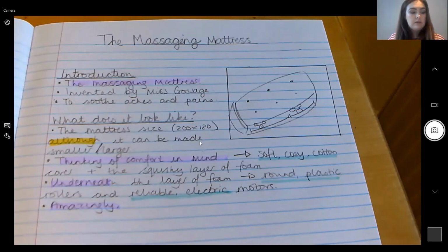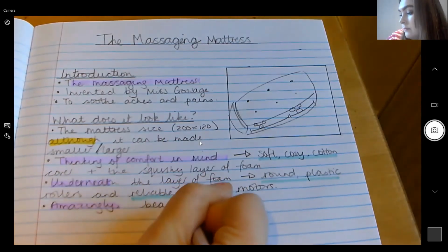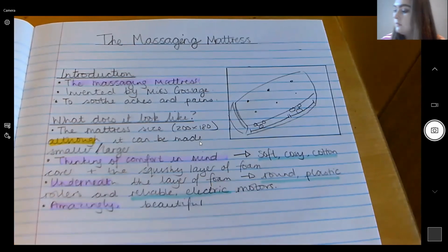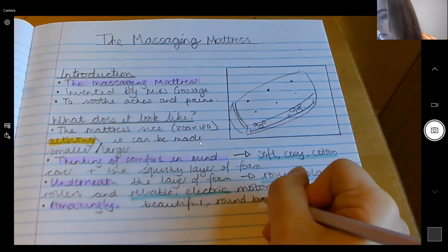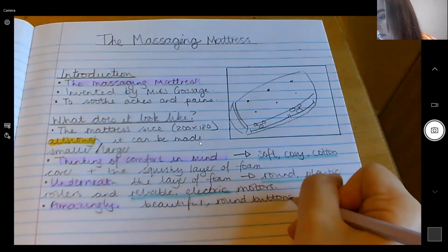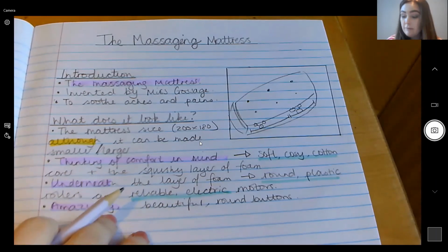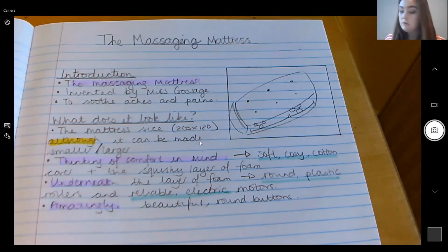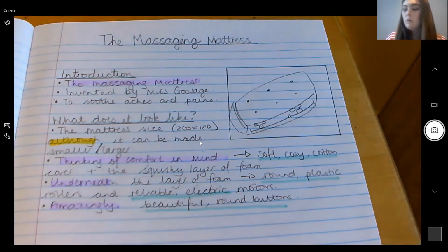And then for that last sentence, I'm going to talk about the beautiful, round buttons. But I'll turn that into a sentence in Friday's lesson. So I'll show you how to do that then. And again, that is an expanded noun phrase. So I'm just going to quickly read to you what I've got so far before you have a go at writing your what does it look like paragraph.